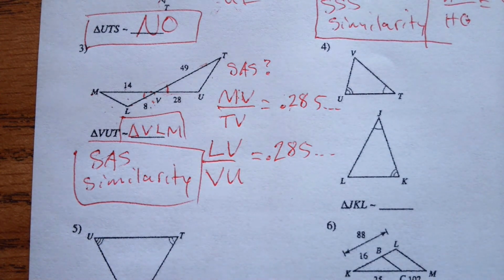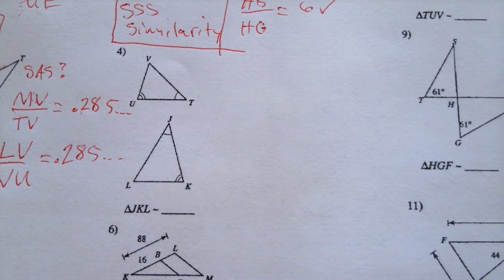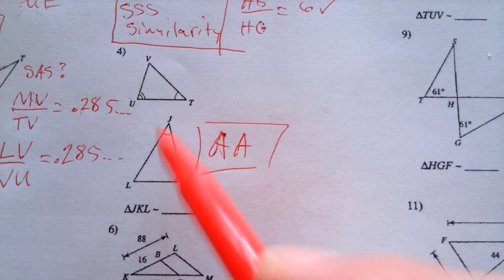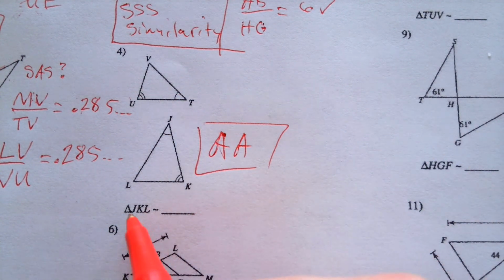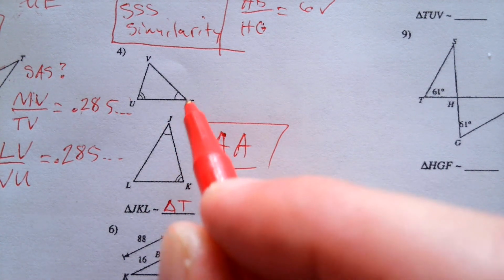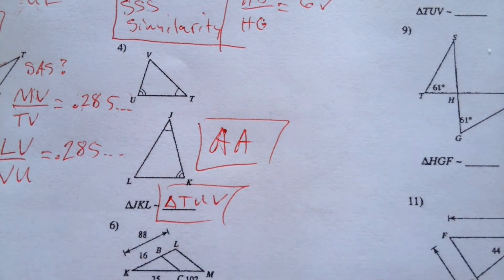That too. So for number 4, what do we have? What's number 4? Yes or no? Yes, by what? No, what? Say it again? No. So by angle, because we have 2 angles here, 2 angles there, and they're congruent. And then JKL, that would be TUV. So that's what we have here.